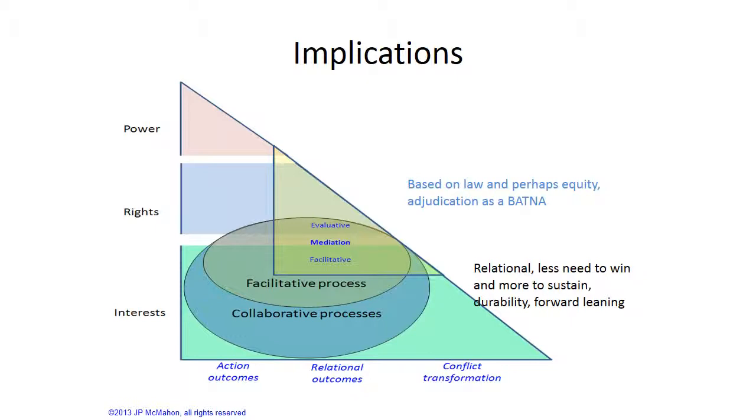In the right section, resolutions still are often based upon law and equity, perhaps including the BATNA, which is the party's best alternative to a negotiated agreement. So rights tends to be a little bit more on the law, will bring about action outcomes, potentially relational outcomes, generally not what one might call conflict transformation. And then at the top would be power, where there's some form of coercion, often leading to conflicts not really being resolved but only temporarily moved.